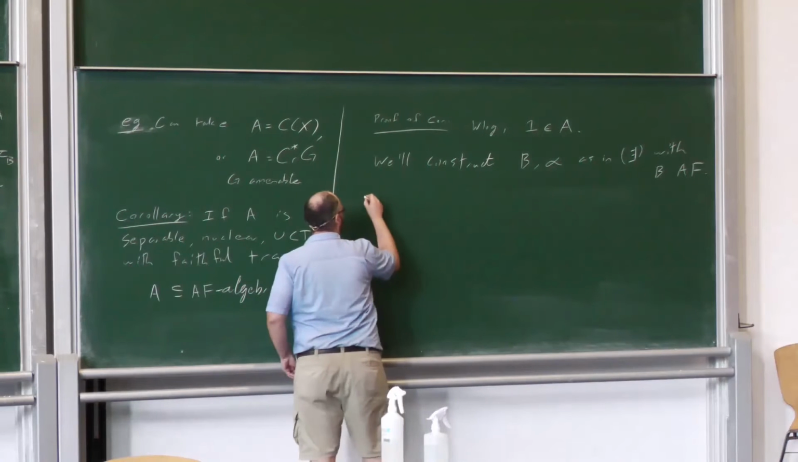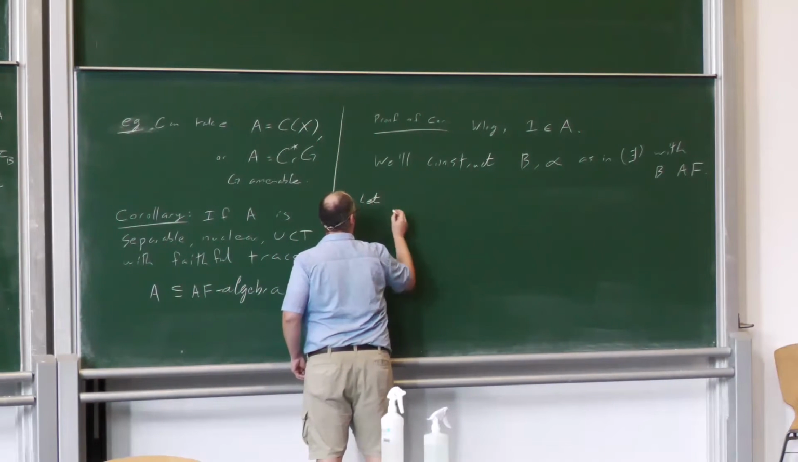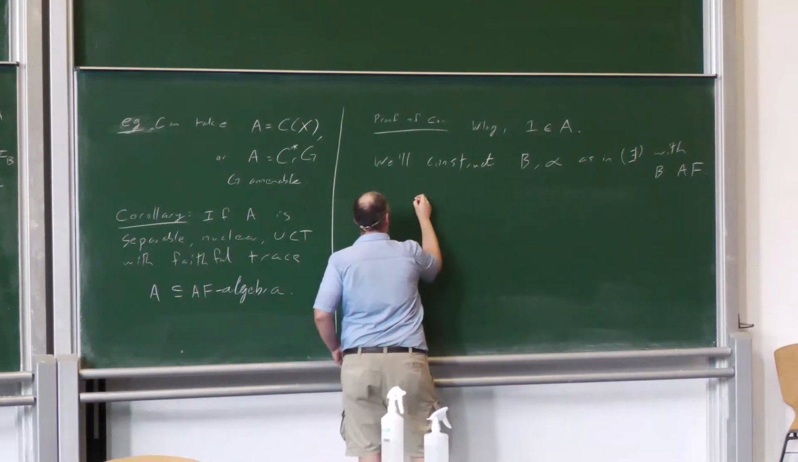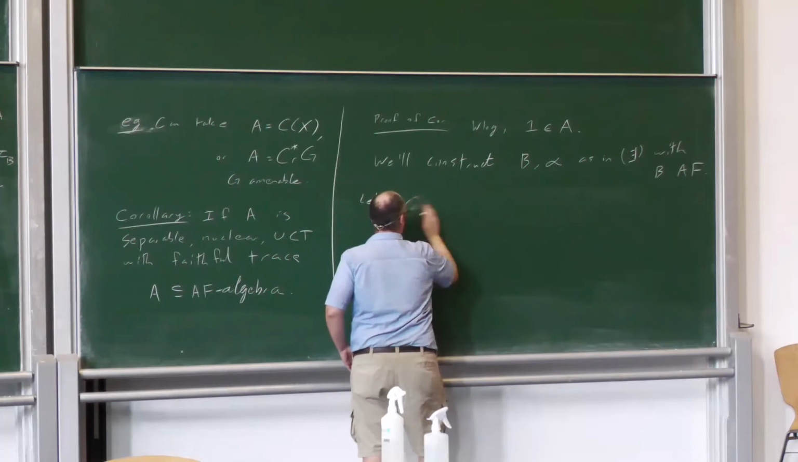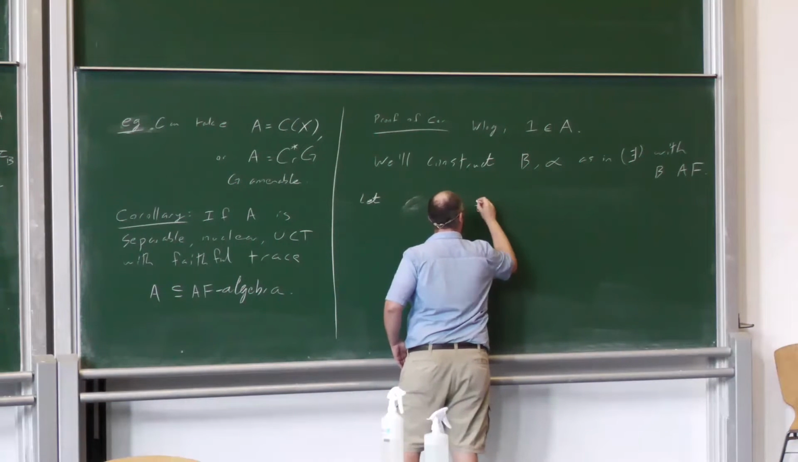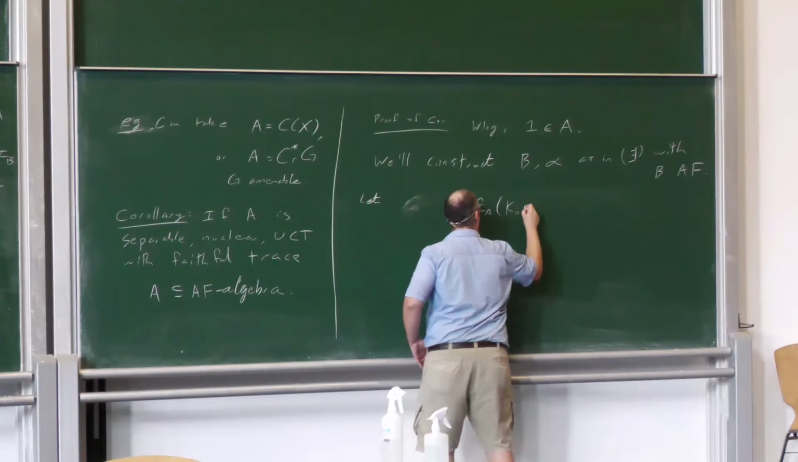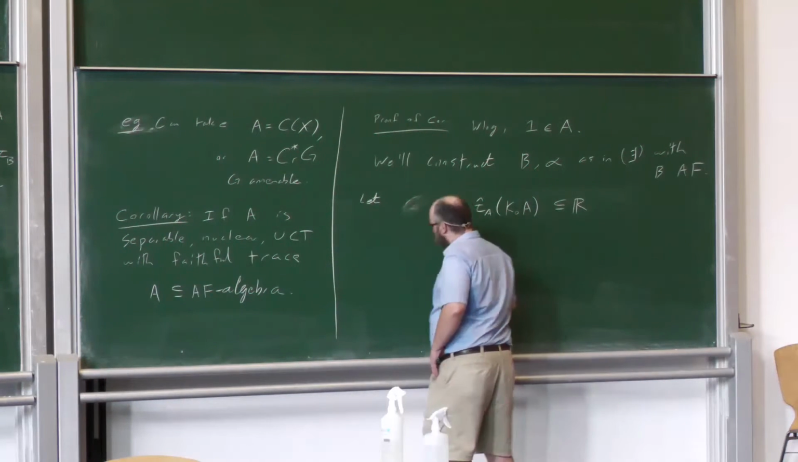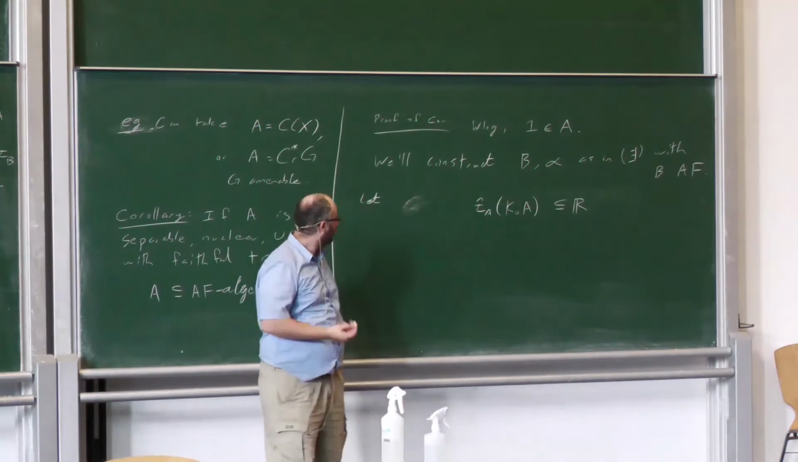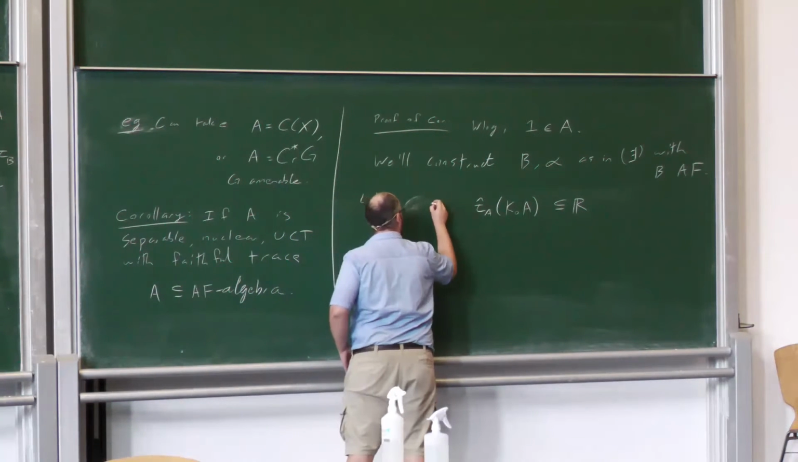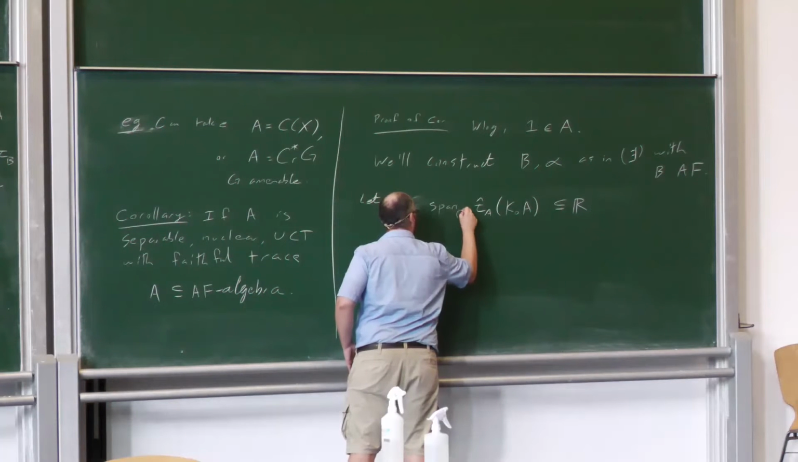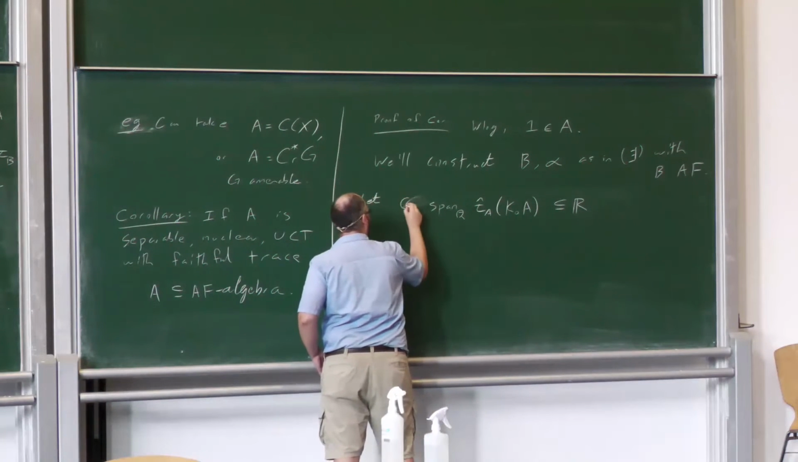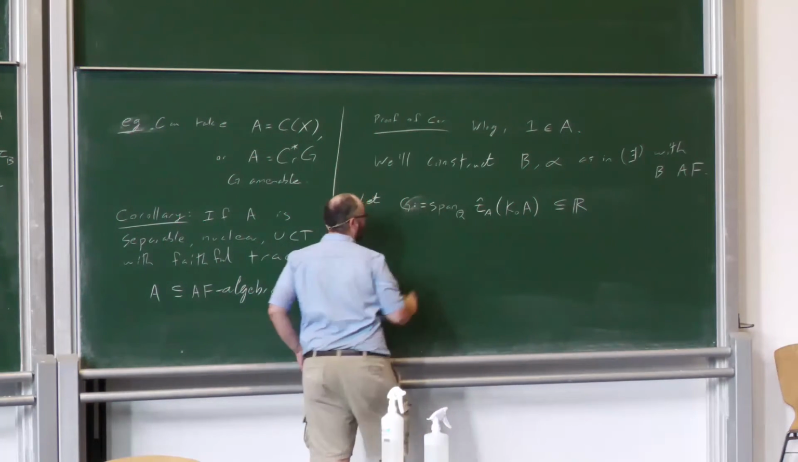And here's the game. You can take the range of the trace on K0 of A. That's some subgroup of the real numbers, a countable subgroup. I'll take its rational span and call that G.